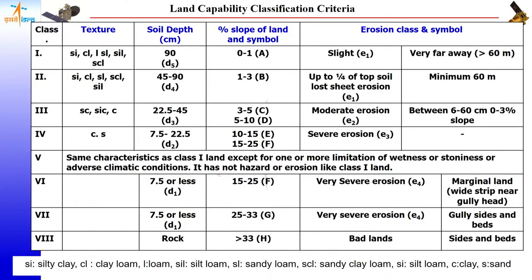This is the criteria of land capability classification. You see this one: texture, soil depth, slope, erosion. These are the major criteria we consider while studying the land capability classification. If your soil depth is more than 90 centimeter, then we call it capability class 1. But if soil depth is 45 to 90 centimeter, then it belongs to capability class 2. So we compare the soil and land characteristics of the map, and then we assign the land capability class.